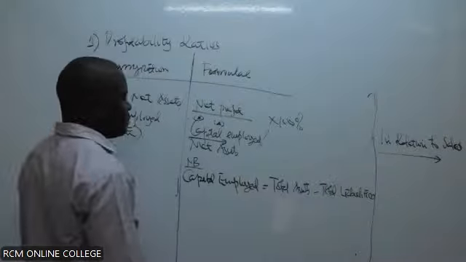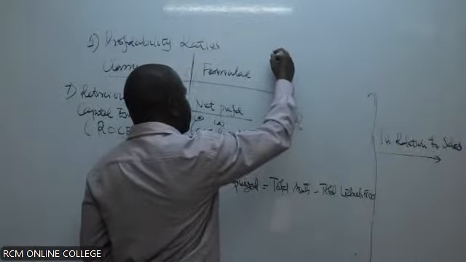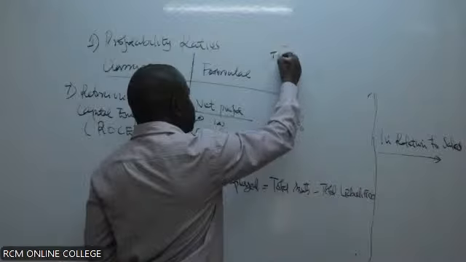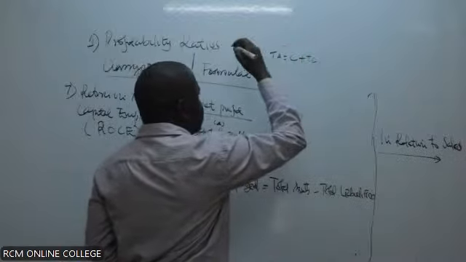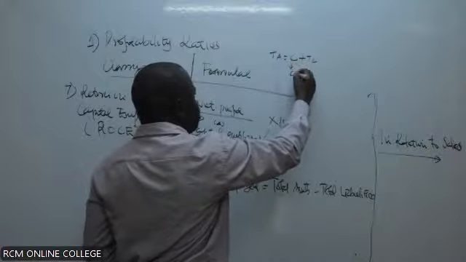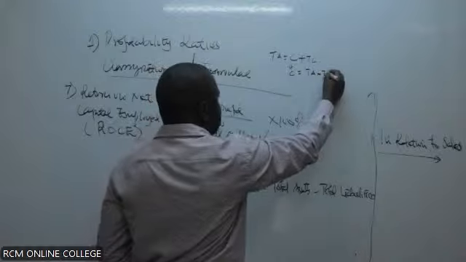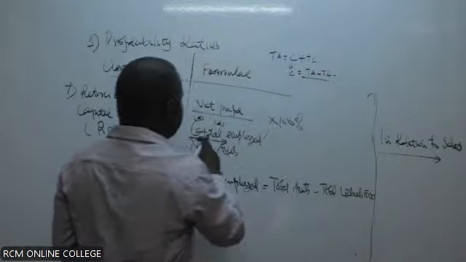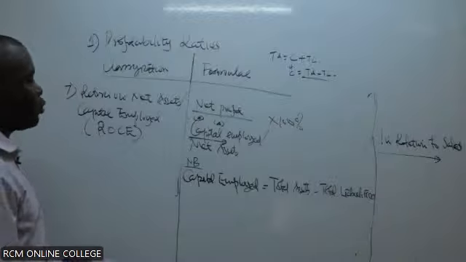Because in this case, the accounting equation is what? The accounting equation is total assets equals capital plus total liabilities. So to get this capital, it will be total assets minus total liabilities. That's how you get how much capital was employed in the business.